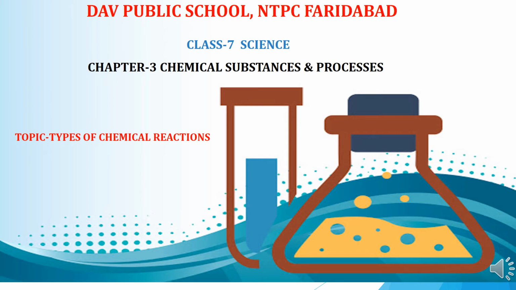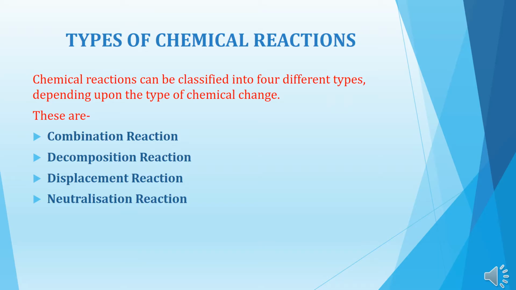Today in this video we are going to study about the types of chemical reactions. Chemical reactions are basically of four types depending upon the type of chemical change that occurs during the reaction. And these four types of chemical reactions are combination reaction, decomposition reaction, displacement reaction and neutralization reaction. So here in this video we study about these different types of reactions one by one.